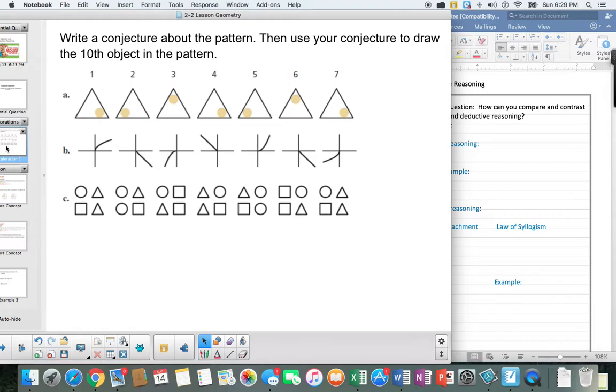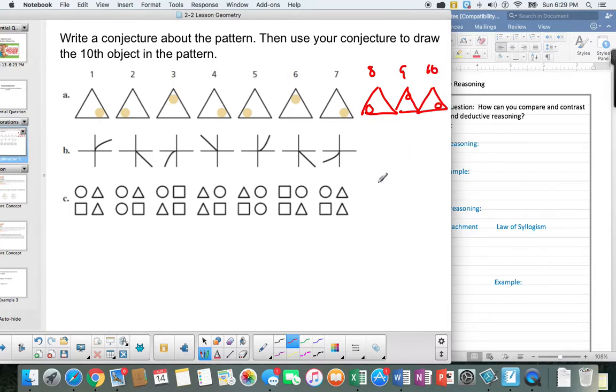Let's first talk about a conjecture. Write a conjecture about the pattern, then use your conjecture to draw the 10th object. I'm noticing a pattern that this circle is on the right hand side, then on the left hand side, then on the top, then right hand, left hand, top, left hand. So if I continue in the same pattern, number 8 will be a circle on the right hand side, number 9 will be a circle on the top, and number 10 will be a circle on the right hand. I'm going to just do one more.